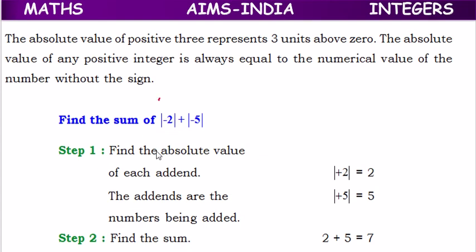It's okay. This sum we have already calculated. 2 plus 5 is 7.